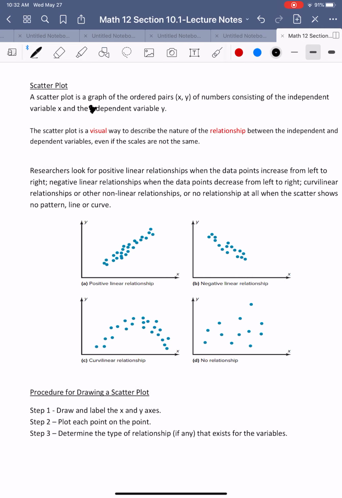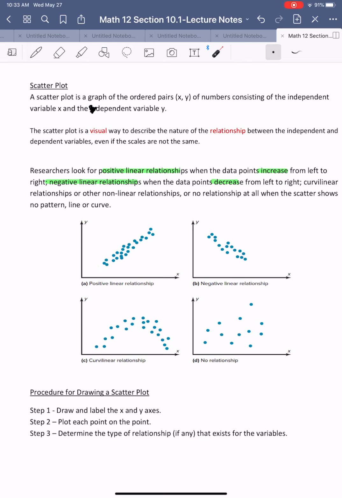Researchers look for a positive linear relationship when the data points increase from left to right, and a negative linear relationship when the data points decrease from left to right. A positive linear relationship means an increase, and a negative linear relationship means a decrease. There can also be a curvilinear or other non-linear relationship, or no relationship at all when the scatter plot shows no pattern, line, or curve. So the first one is a positive linear relationship, and this is a negative one, right?